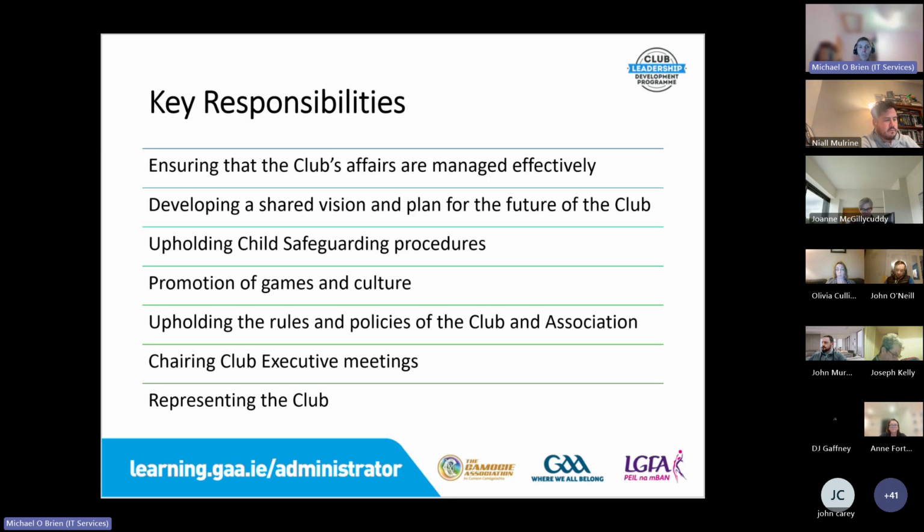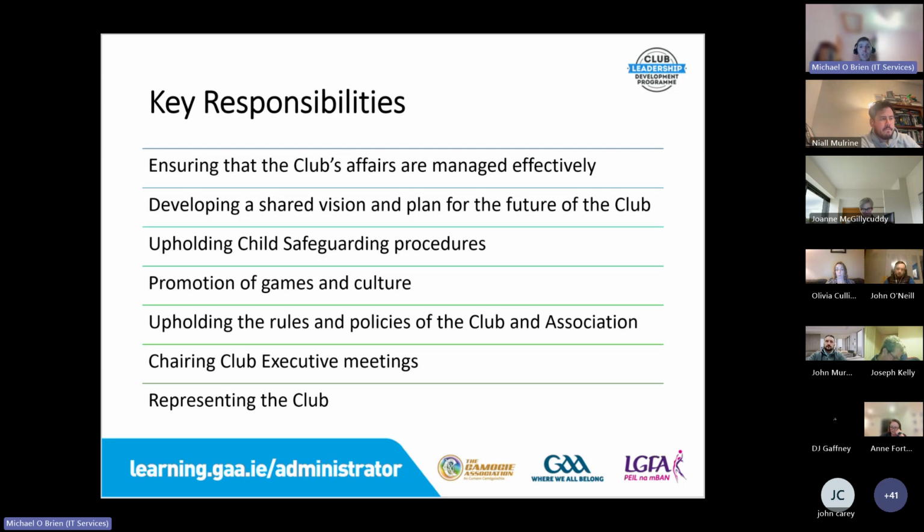Uphold child safeguarding procedures, promote games and culture, uphold the rules and policies of the club and association, chair club executive meetings and represent the club. You have to remember as club chairperson, everywhere you go, you are representing the club because people will know you as club chairperson.